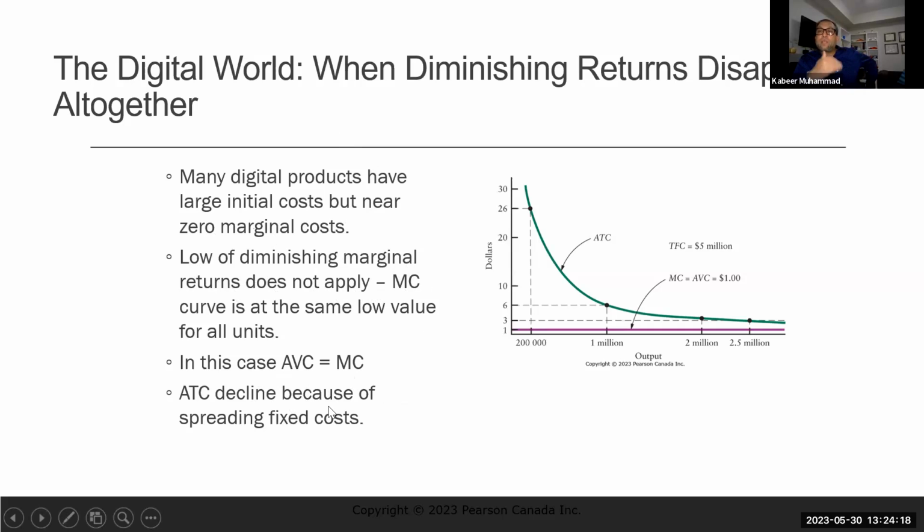So in that type of industry or product, in which we are making digital things where copies are made without any cost, the initial fixed cost is very large, but the variable cost is very nominal, negligible. So we see here it's very different, and the law of diminishing returns is not going to work.